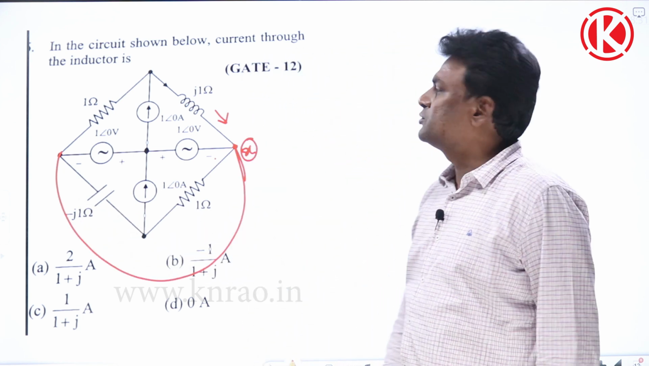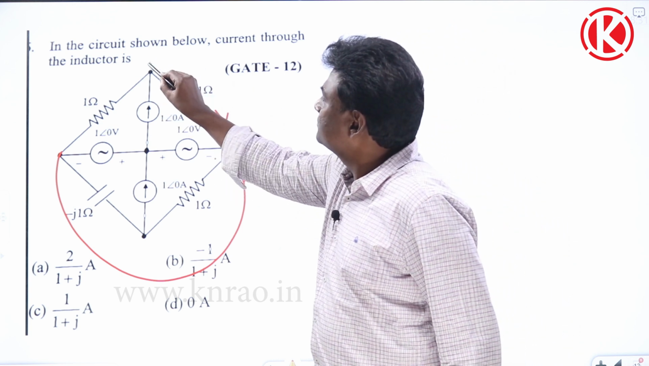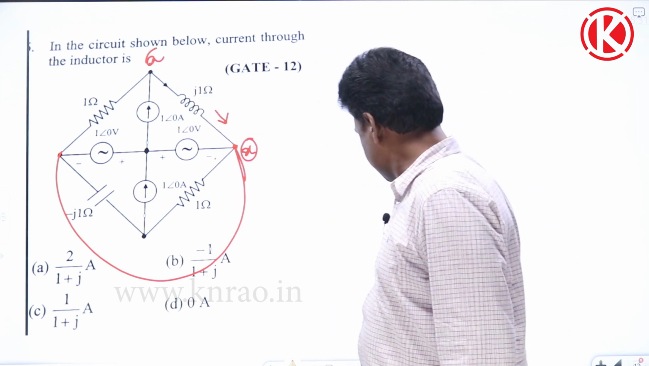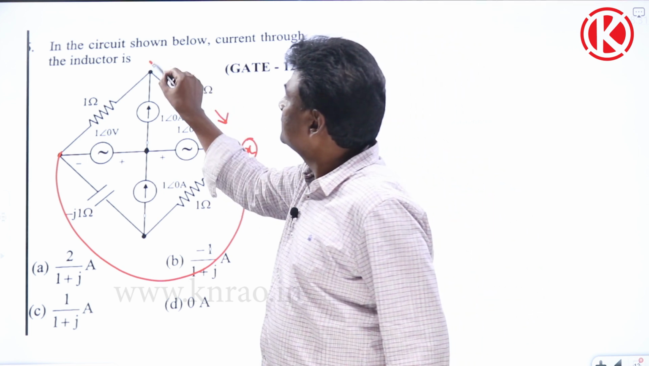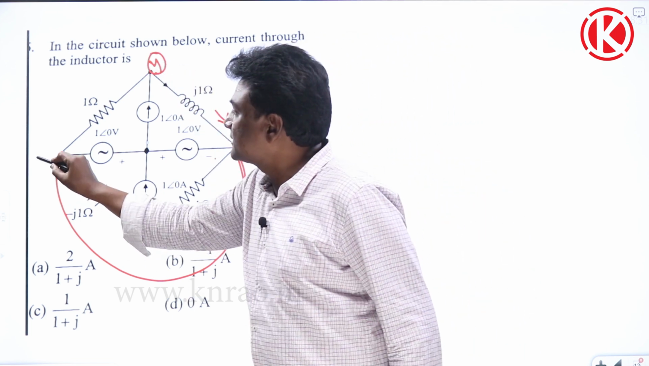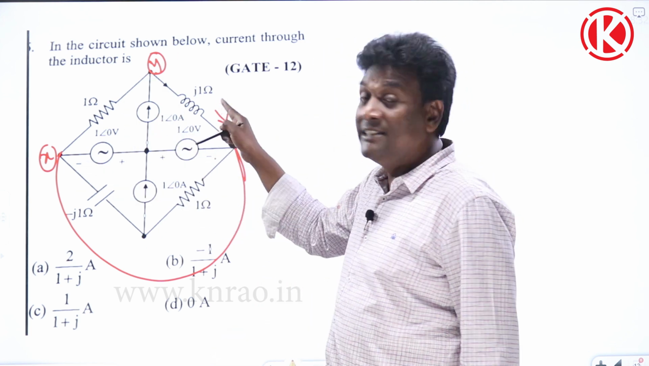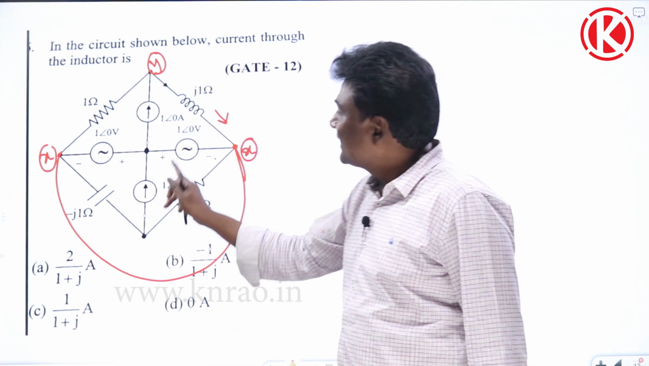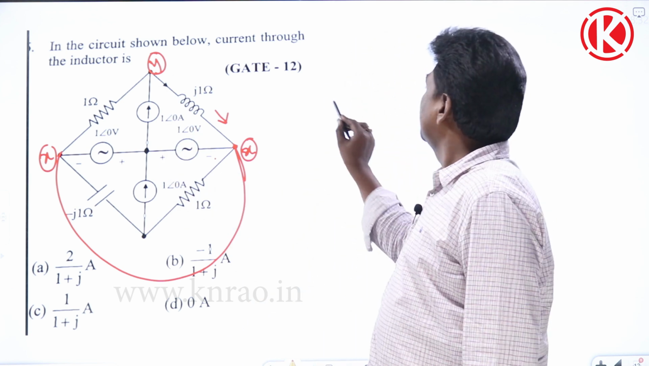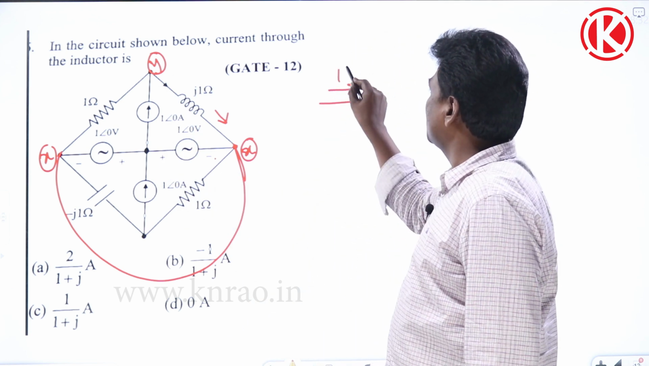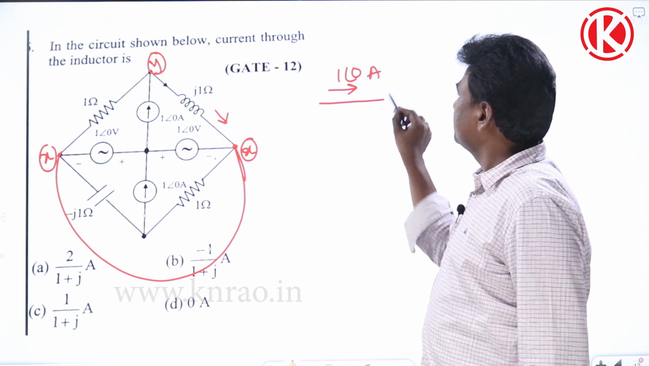Now, see, the logic is so simple. If I think of this as maybe A or maybe Y, X is taken here. Y, and this is X. Now, this 1 ohm is connected between X and Y. This j1 also is connected between X and Y. And the current entry is 1 ampere, so current entry is 1 at an angle 0 ampere.